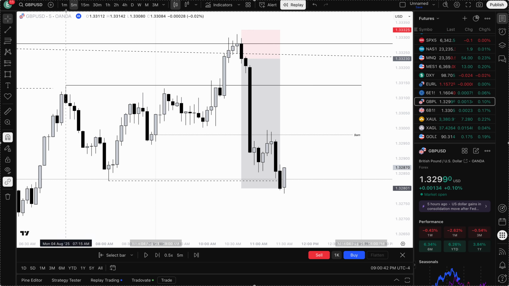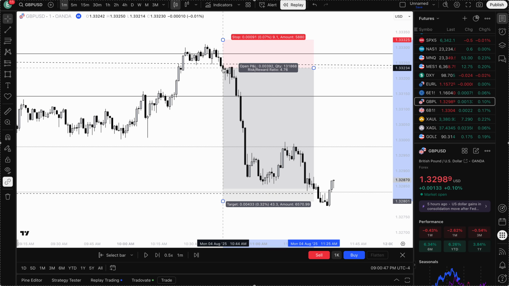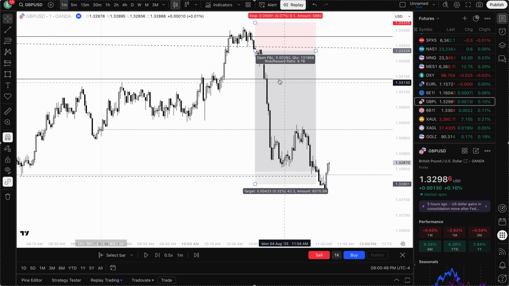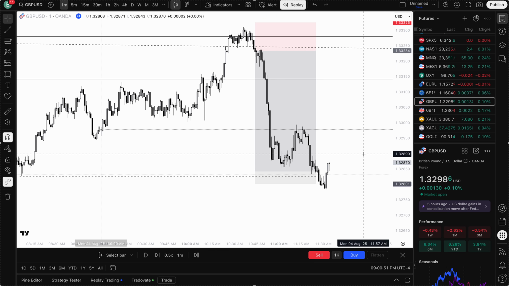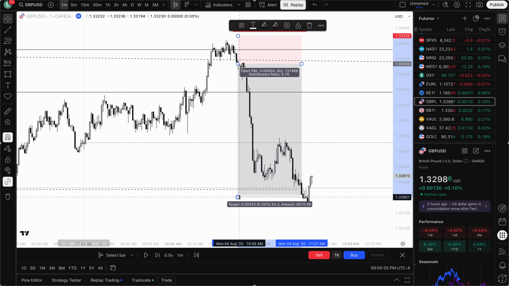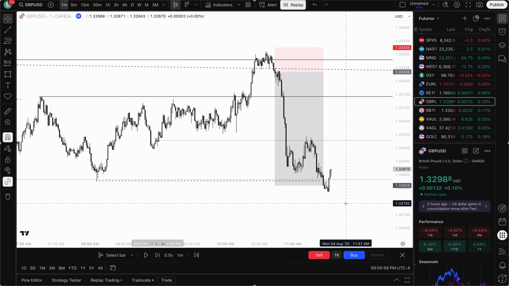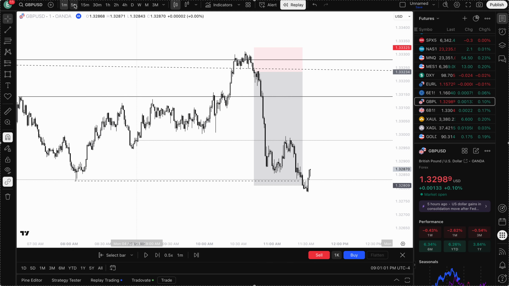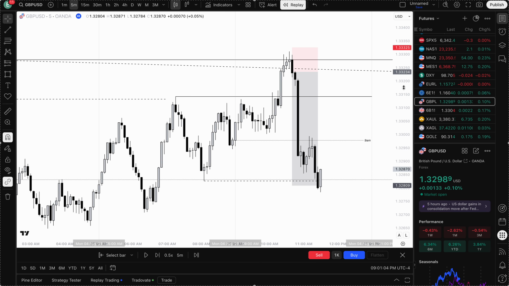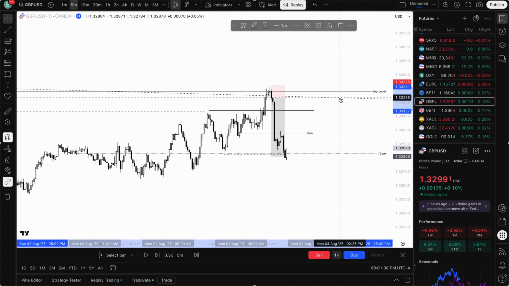It's a clean trade. I mean, it just ran straight to my target, really. Just big follow through. And that is how I made $295 today.